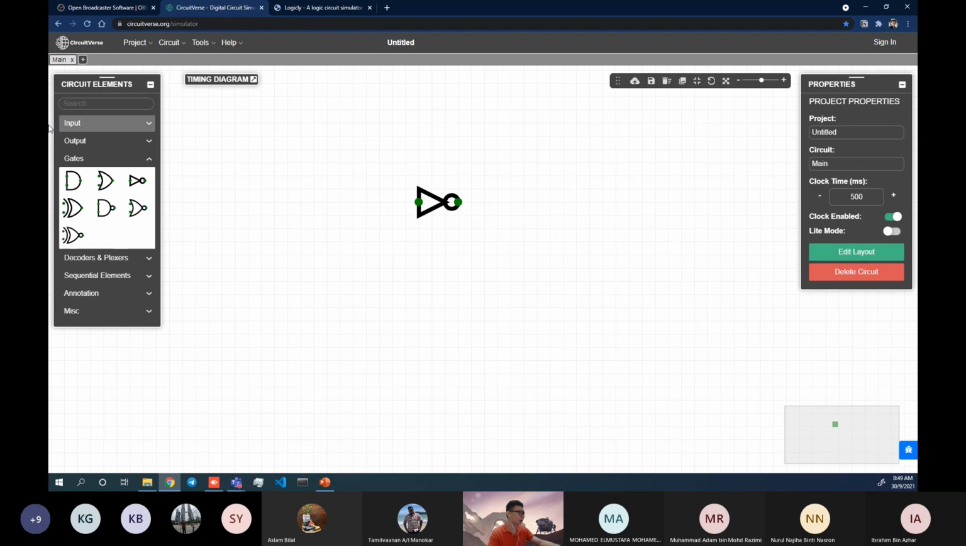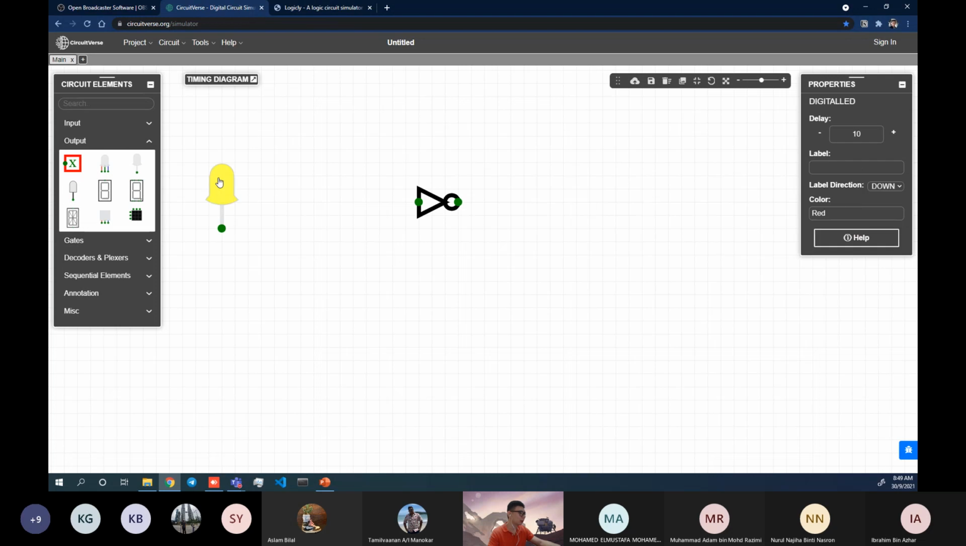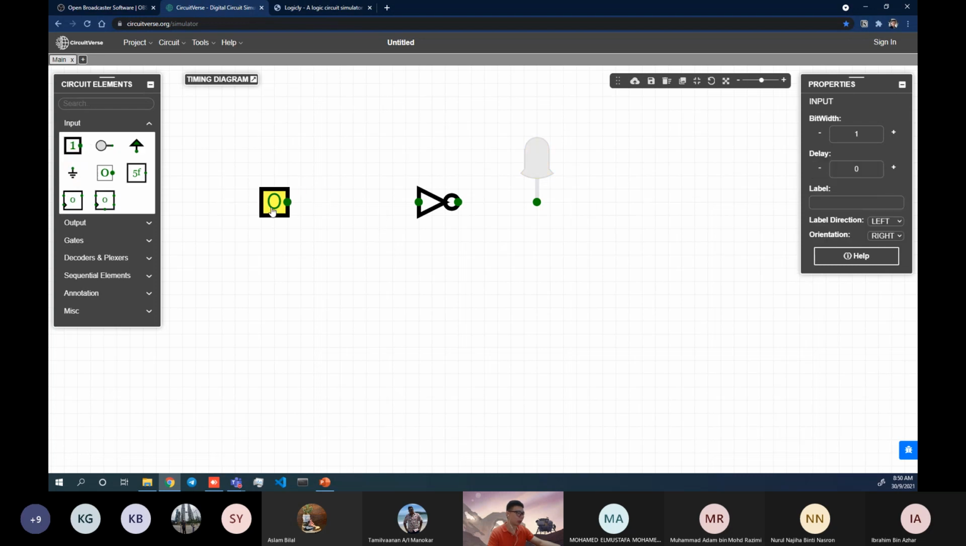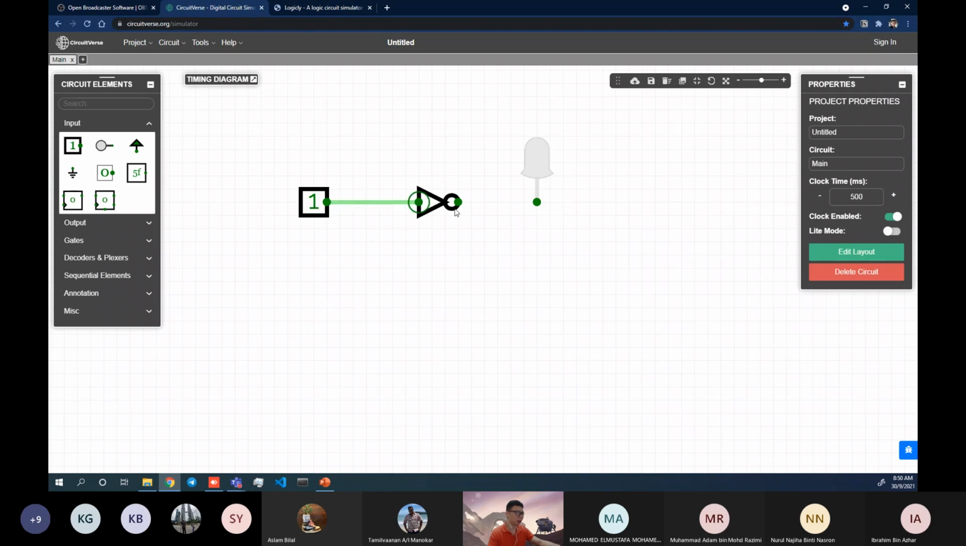I have this NOT gate, and I have the output. I'm going to select this digital LED as my output device, and I'm going to select an input device. This is my input, something that I can control, and I'm going to wire them up together like so.